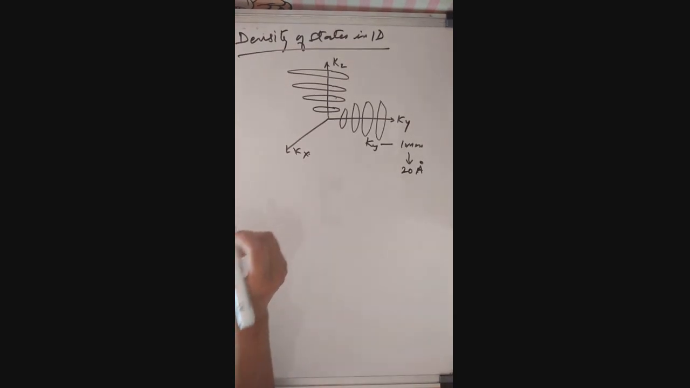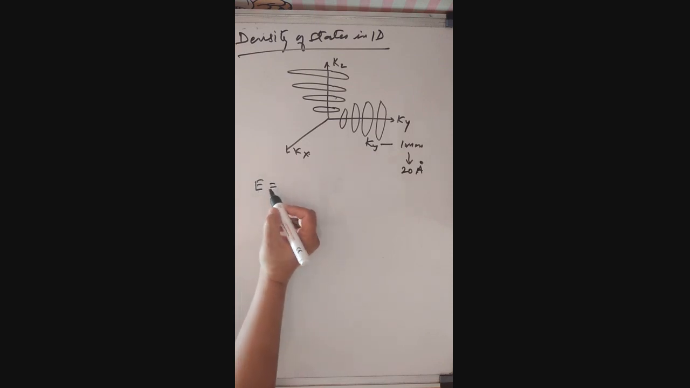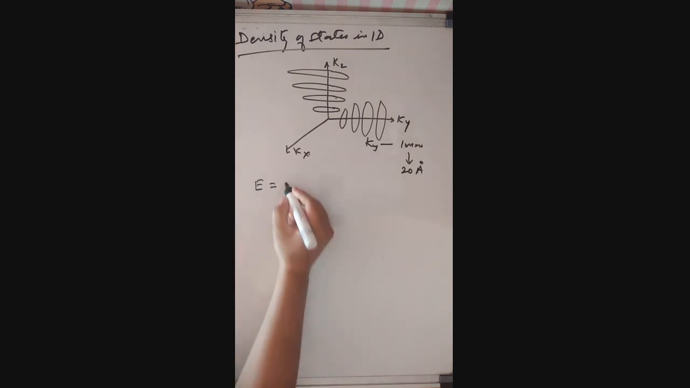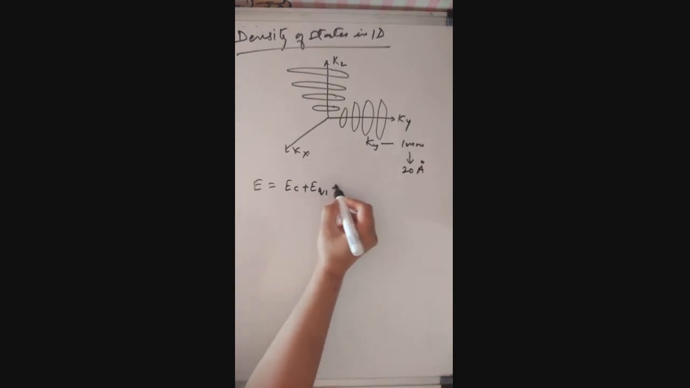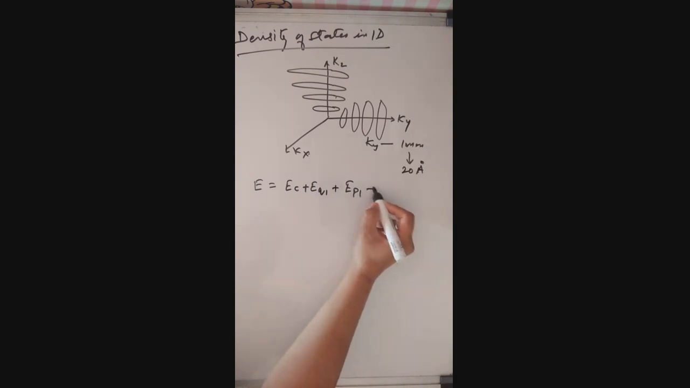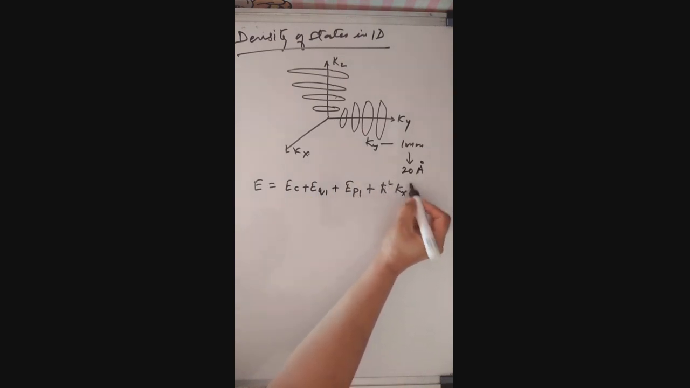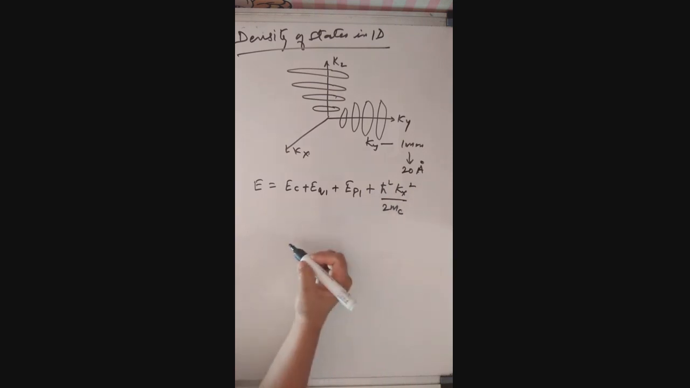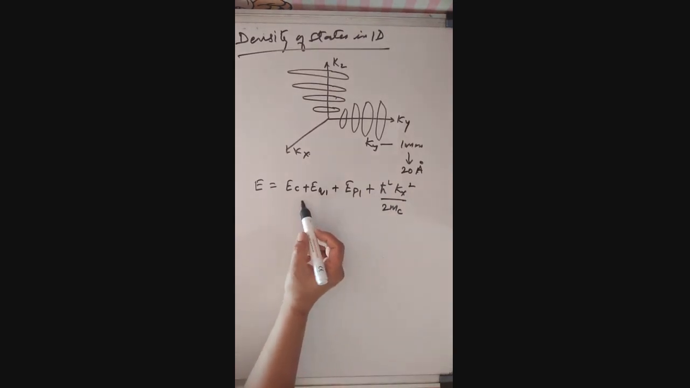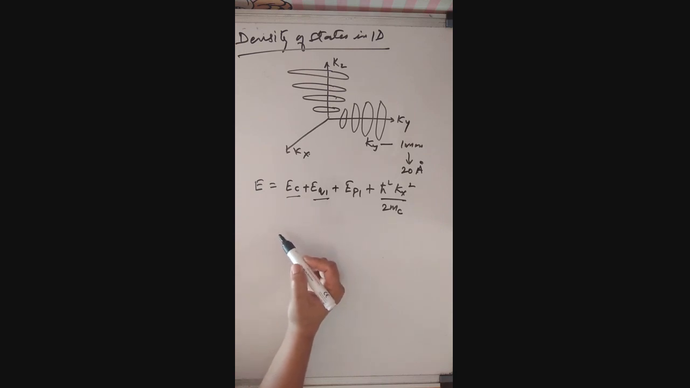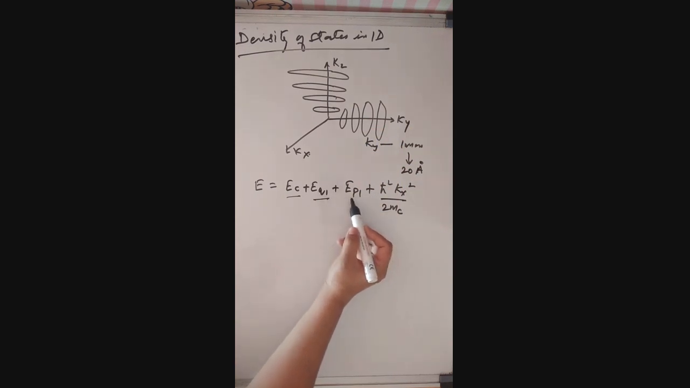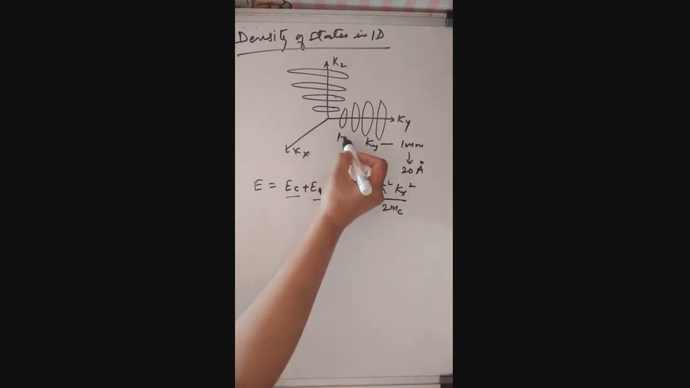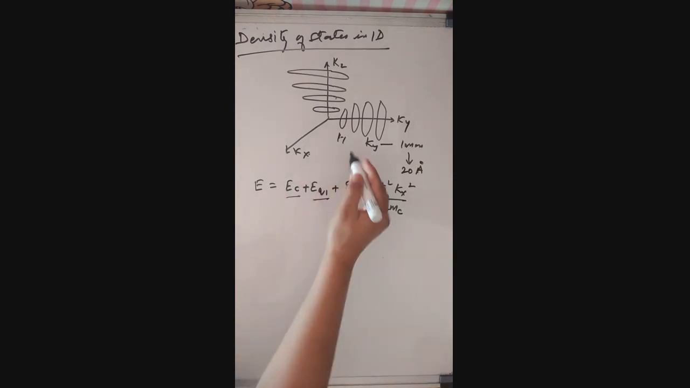So in this case, we have to write the energy E as EC plus EQ1 plus EP1 plus h cross square kx square upon twice of mc. Why have we written it like this? Because this part we already know, we have already done it. But in this case, since the y dimension has been reduced, and for the y dimension we were using the notation p, this is for the first ring, p equals 1.